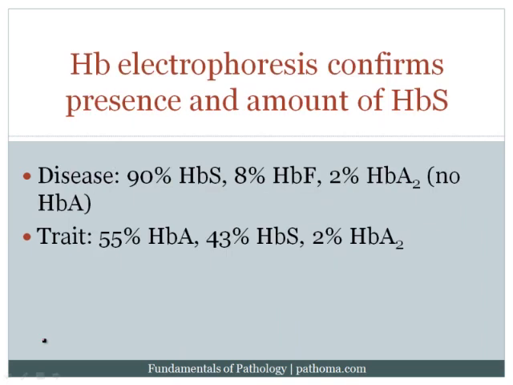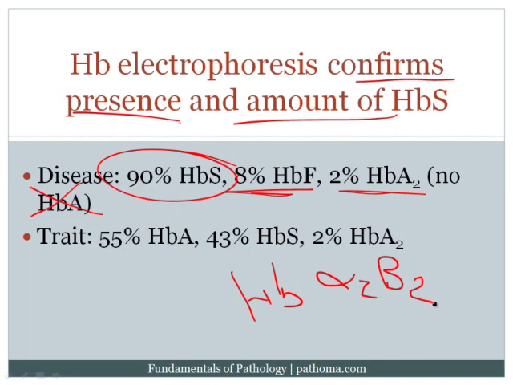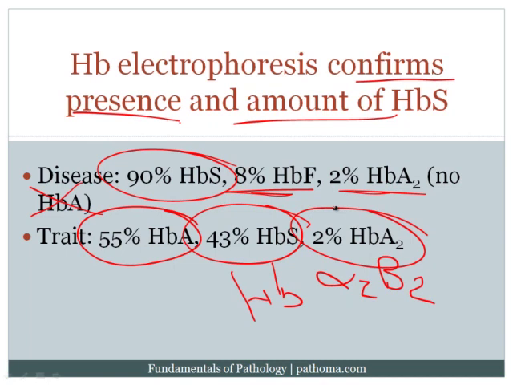Hemoglobin electrophoresis can also be useful to confirm the presence of hemoglobin S and exactly how much there is. So, for example, in disease, we know that the vast majority of hemoglobin will be hemoglobin S, and then there'll be some F and some A2. But there will be no A because there is no normal beta chain. Remember, hemoglobin A is really composed of alpha 2 and beta 2, and these patients don't have any normal beta 2. In trait, there will be hemoglobin A because they do have one normal beta gene, and it'll be about 55%. There'll be hemoglobin S, which will be less than 50%, and then a little bit of A2. So this is important again, but I've already highlighted some of this in our previous discussions.